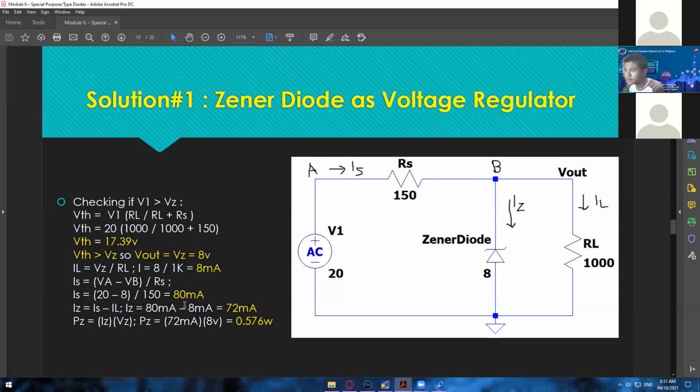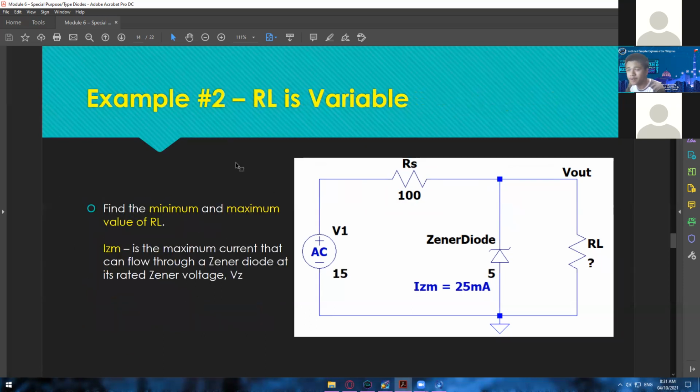All right, anyway, let us now proceed to example number 2, wherein there is now one missing variable. In here, we have to find the minimum and maximum value of RL with those given values. In a voltage regulator, all of the components should agree with each other, because if one component doesn't match or fit with the other values of your components, then it won't work as a voltage regulator.